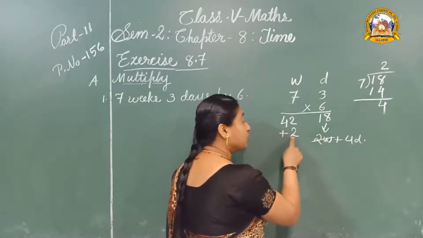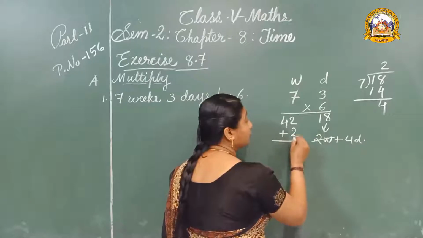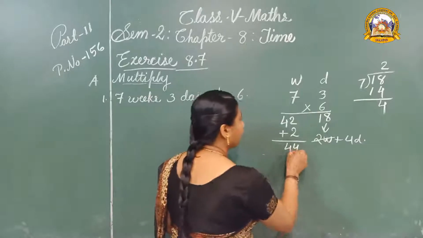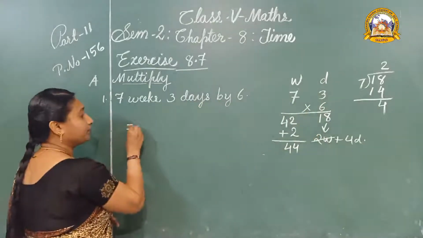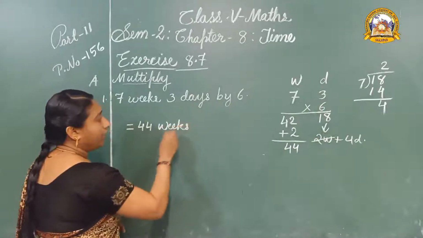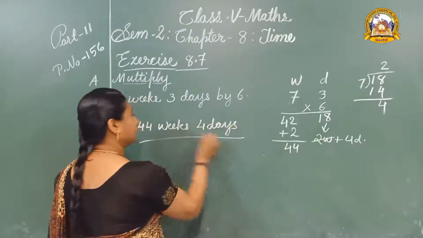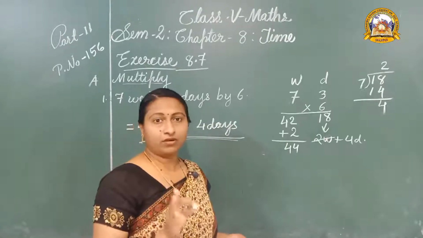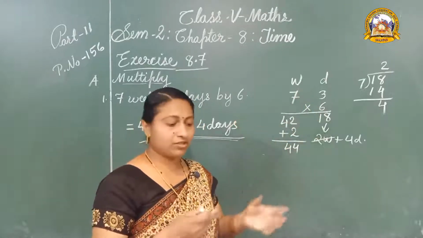Because we have carried this 2 weeks to the weeks column, let us add these 2 weeks with 42 weeks. 42 plus 2, 44. Then now our answer is 44 weeks and 4 days. Did you get it? Very easy work. You have to do only this work. Just check their relationship. Okay, let us do the next one.